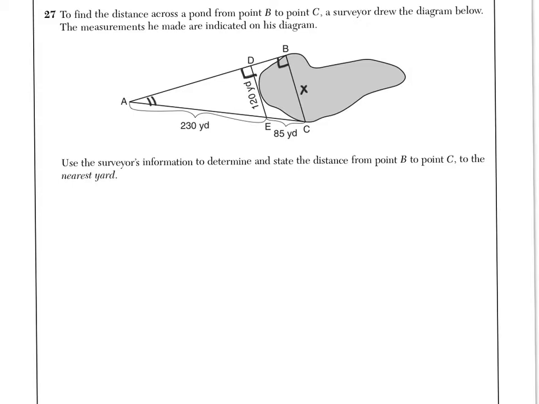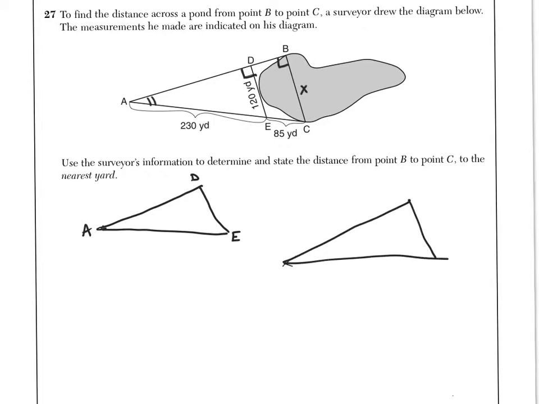Now, let's start by separating the two triangles, because that's just the best way to do these kind of questions, right? Separate the damn triangles. Sorry for the cussing. Well, we know that this is A, this is D, and this is E. That's the smaller triangle. And then we have our bigger triangle, like so. And we know that this is A, this is B, and this is C. Okay? So, what information is given? We know DE is 120 yards, and we know AE is 230 yards.